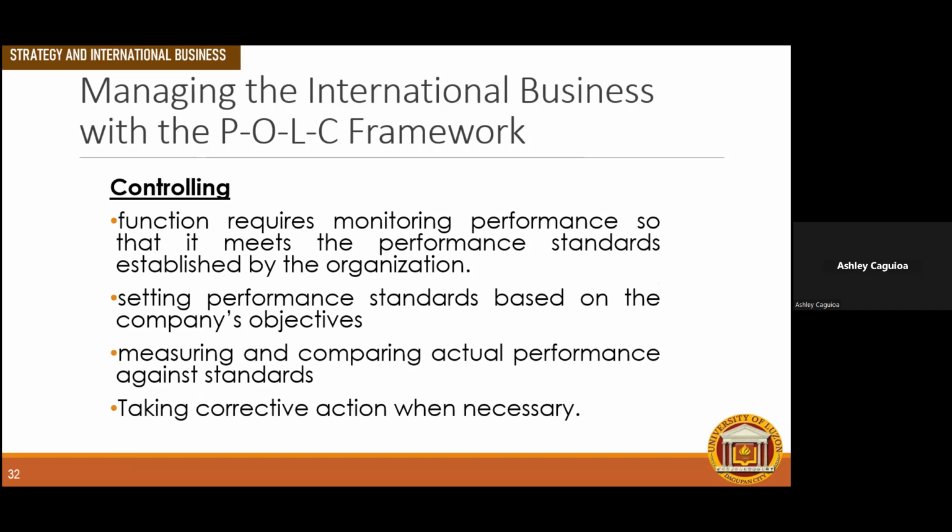Next is controlling. The controlling function requires monitoring performance so that it meets the performance standards established by the organization: setting performance standards based on the company's objectives, measuring and comparing actual performance against standards, and taking corrective action when necessary. So this is the planning, organizing, leading, and controlling framework for international business.